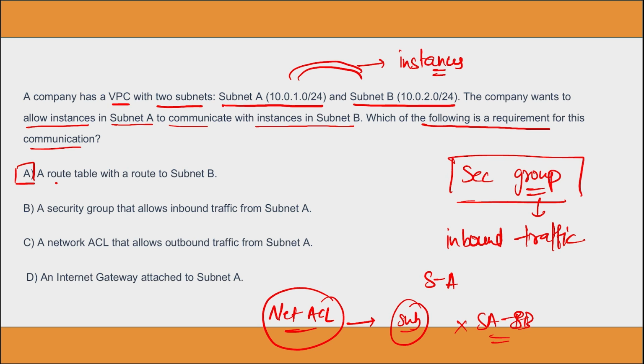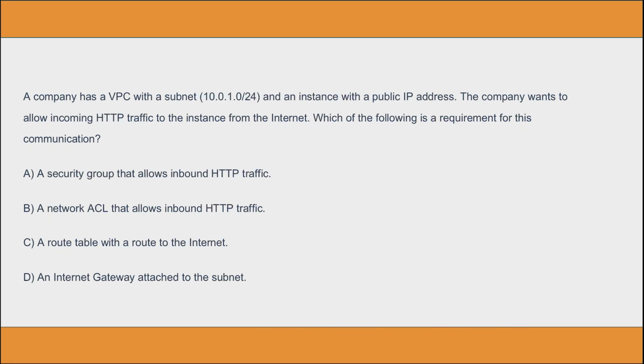So what is required is just a route table. No security group is required, no network ACL and no internet gateway is required here. Just a route table that will help us to communicate to subnet B.